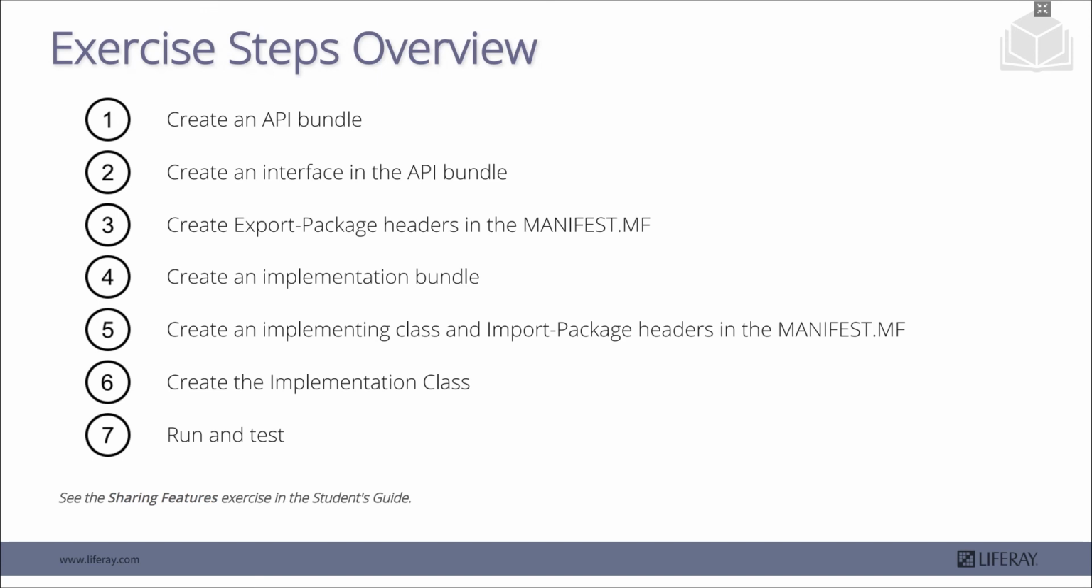So finish the API bundle, we then move on to the implementation bundle. So we'll create that implementation bundle. We'll then go over to the manifest file and import the package that's being exported by the API bundle. So import the package from the API bundle. We'll then create the implementation class to implement the interface. So API bundle, implementation bundle. Once we take care of those two, we'll then run and test it to make sure that everything is all squared away. So let's go ahead, we'll jump over and take a look at what this exercise has to offer for us.